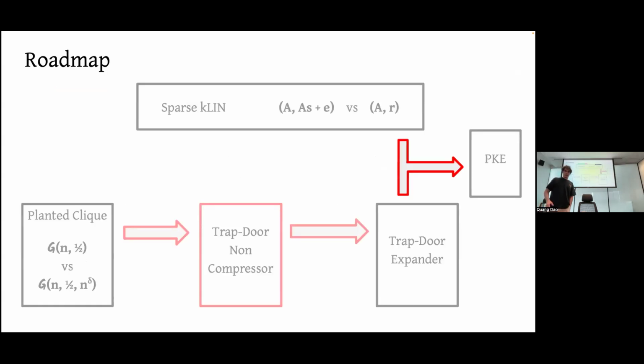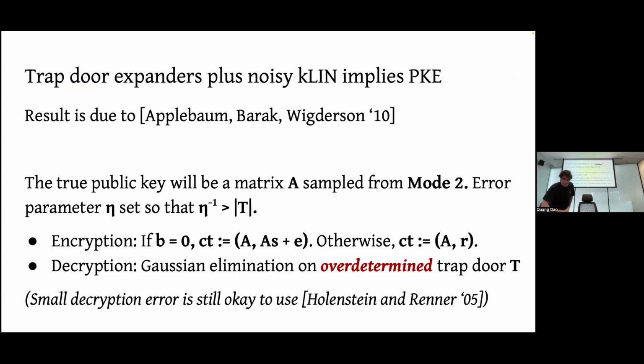Okay, now I'll talk about how we use trapdoor expanders with sparse k-LIN to get public key encryption. This result is actually due to, again, Applebaum, Barak, and Wigderson. And the scheme is relatively simple. We'll sample the true public key to be a matrix A from mode 2. Remember, this is the mode that has that planted small trapdoor. And we set the error parameter eta so that we expect, with at least constant probability, that our planted trapdoor samples will have no error.